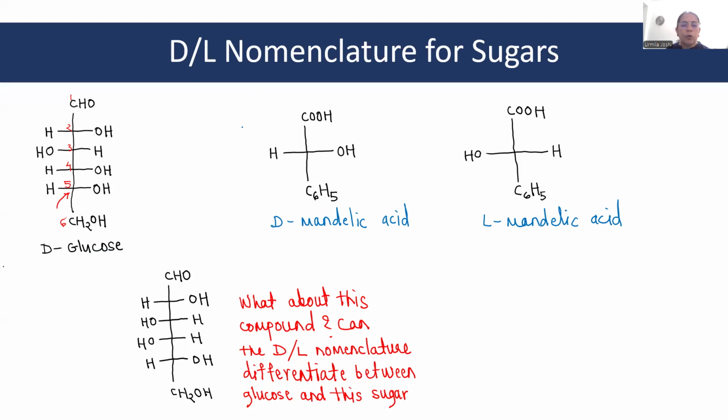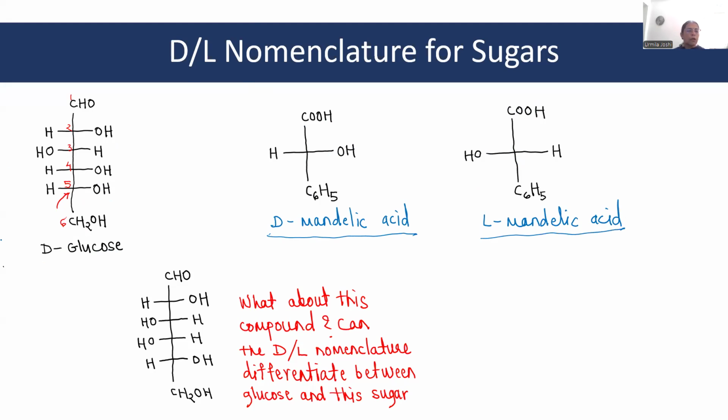Coming to mandelic acid, here also OH is on the right. So you write it as D-mandelic acid. Correct? In this structure, 1, 2, the highest numbered chiral carbon, there is only one chiral carbon and OH is on the left. So this is L-mandelic acid.